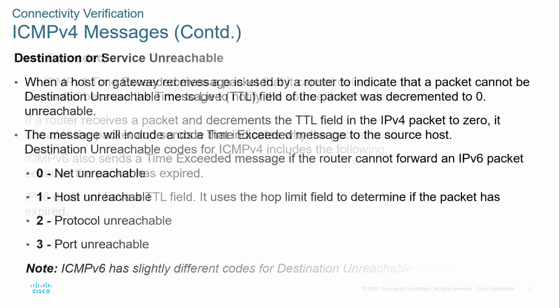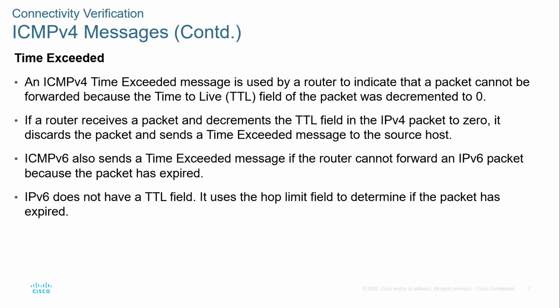Interestingly, ICMP v4 does have a TTL function. You can actually see the hop limit in ICMP v4. In ICMP v6, while it also sends a time exceeded message if the router cannot forward the packet, it doesn't have a TTL field by default, so it uses the hop limit field instead to determine packet expiration.